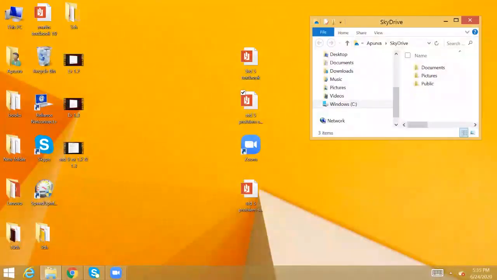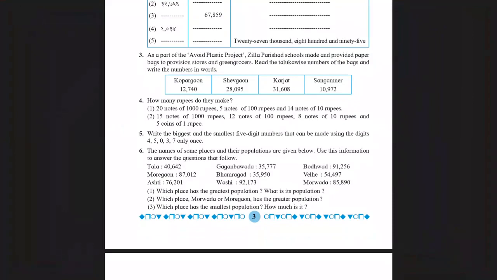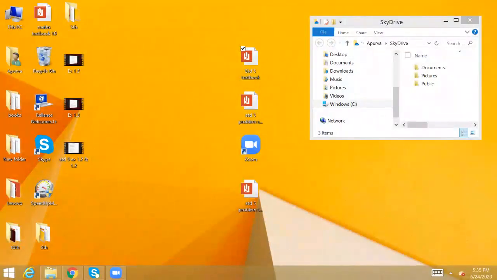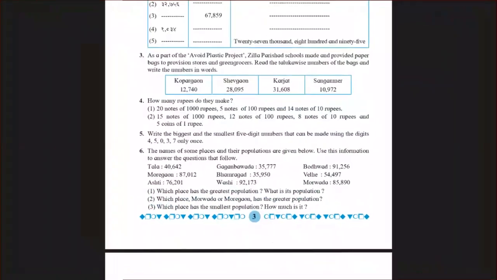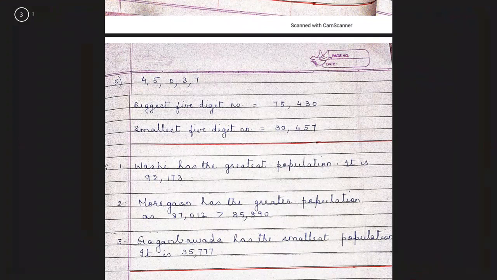Next, we go to question number 5. Question number 5 says, write the biggest and smallest 5-digit numbers that can be made using the digits 4, 5, 0, 3, 7, only once. That means you must use these numbers only once, and you need to make a biggest 5-digit number and the smallest 5-digit number.